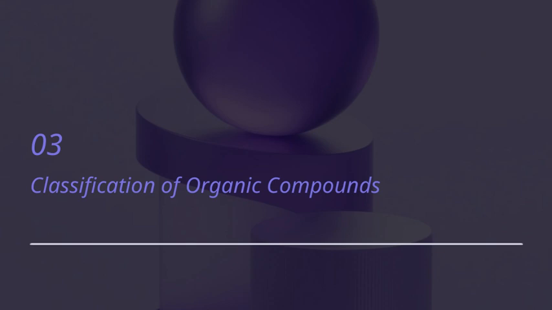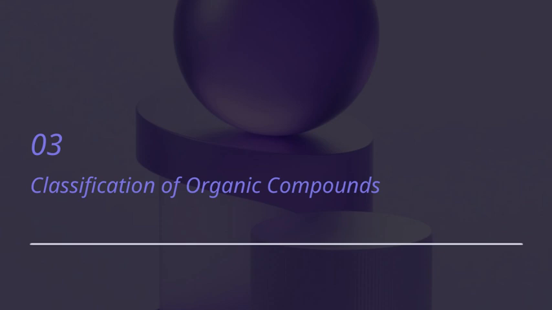Beyond hydrocarbons, we have compounds with additional elements like oxygen, nitrogen, sulfur, and halogens. These groups include alcohols, acids, amines, and others, each with unique characteristics. Recognizing these classifications is essential because it provides a framework for understanding how different organic compounds interact and how they can be used in various applications.